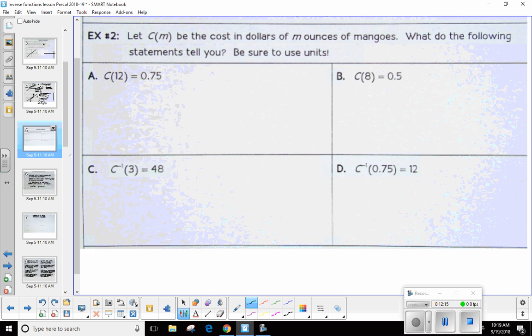So can anybody tell me what statement you can say is happening in A? C of 12 equals 0.75. What was my input, my X value? 12, does that represent cost or ounces? That's ounces, right? So I would say 12 ounces of mango costs what? 75 cents. There we go. I'm still thinking about the input versus the output. What I put in as an X, what I get out as a Y, but we're looking at it in terms of the inverse, the quantities. Like what they actually represent.